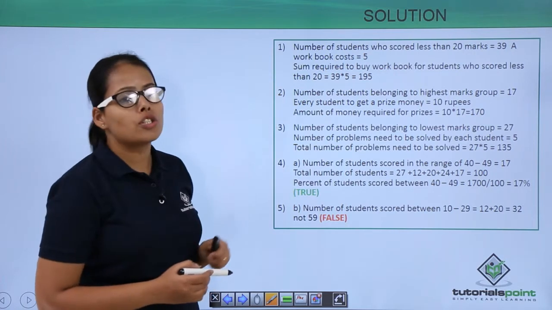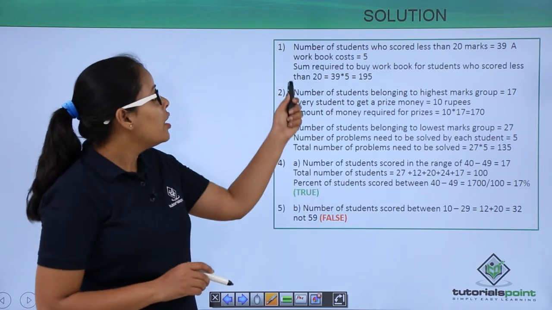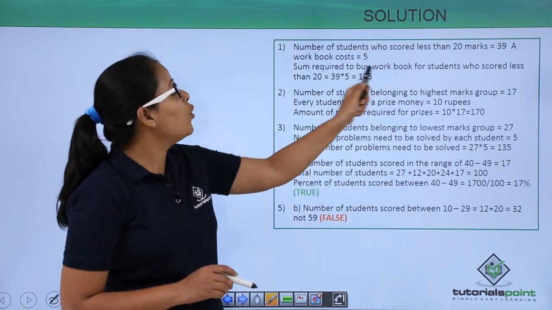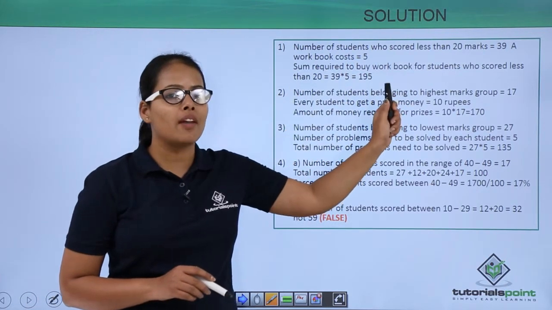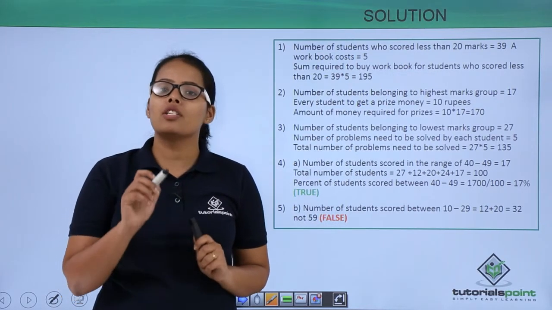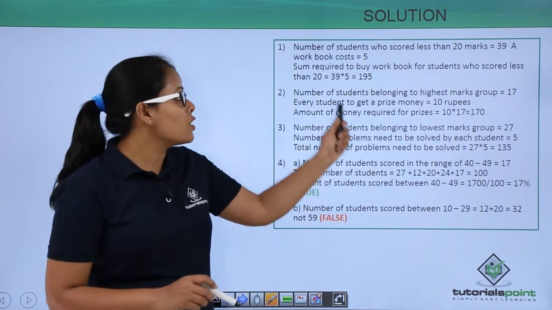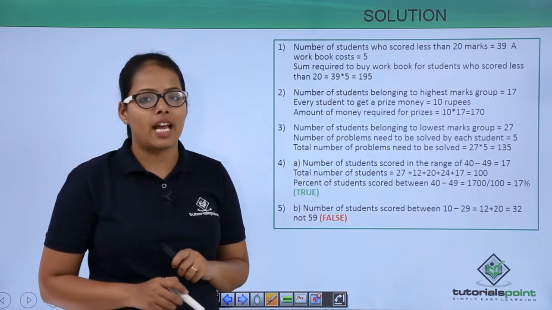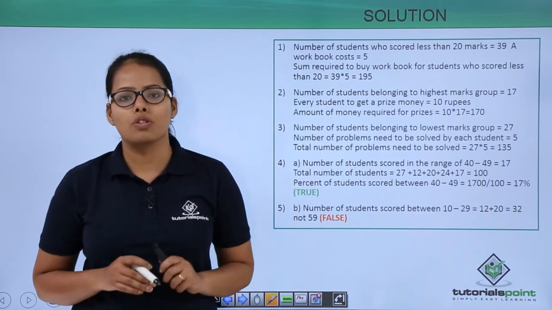A workbook costs you rupees 5. This has been mentioned in the question. Now the sum required to buy workbooks for students who scored less than 20 will be, as you know that one workbook costs you 5 and how many students are there? There are 39 students and you will be distributing one book to each of the students. So that's why you will multiply this 5 with 39 to get the cost which is 195. So this much is going to cost you to buy those workbooks.